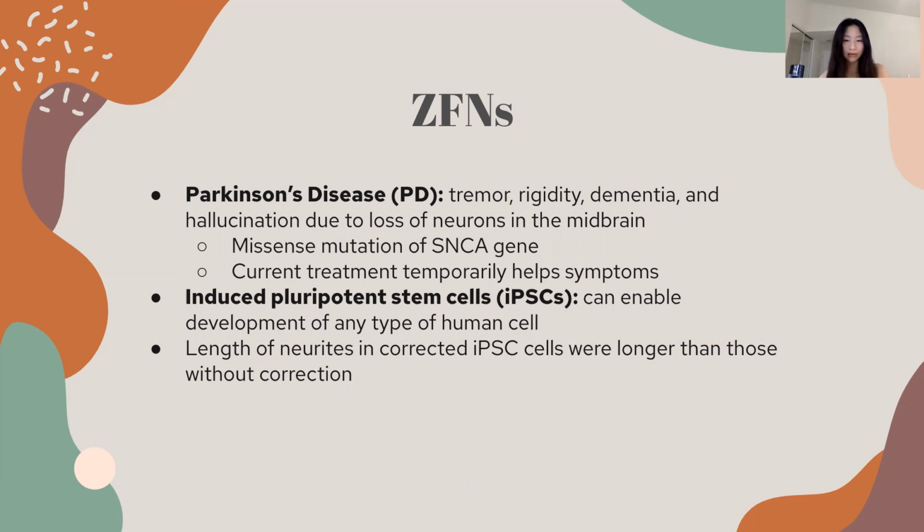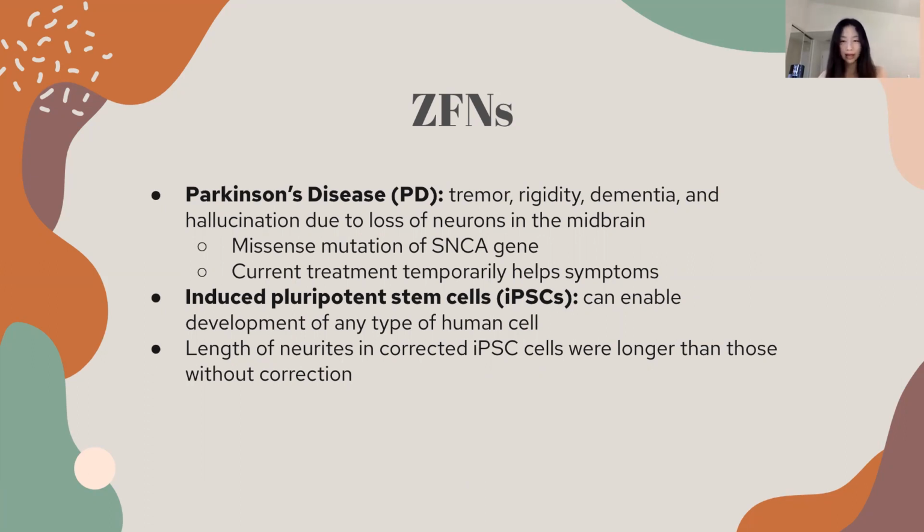Current treatments have temporarily slowed these symptoms, but no complete cures have been found. As the SNCA gene is critical for normal brain function, this team used induced pluripotent stem cells, or iPSCs, to find a gene editing treatment. iPSCs are excellent for gene therapy purposes as they're derived from skin or blood cells to enable the development of any type of human cells.